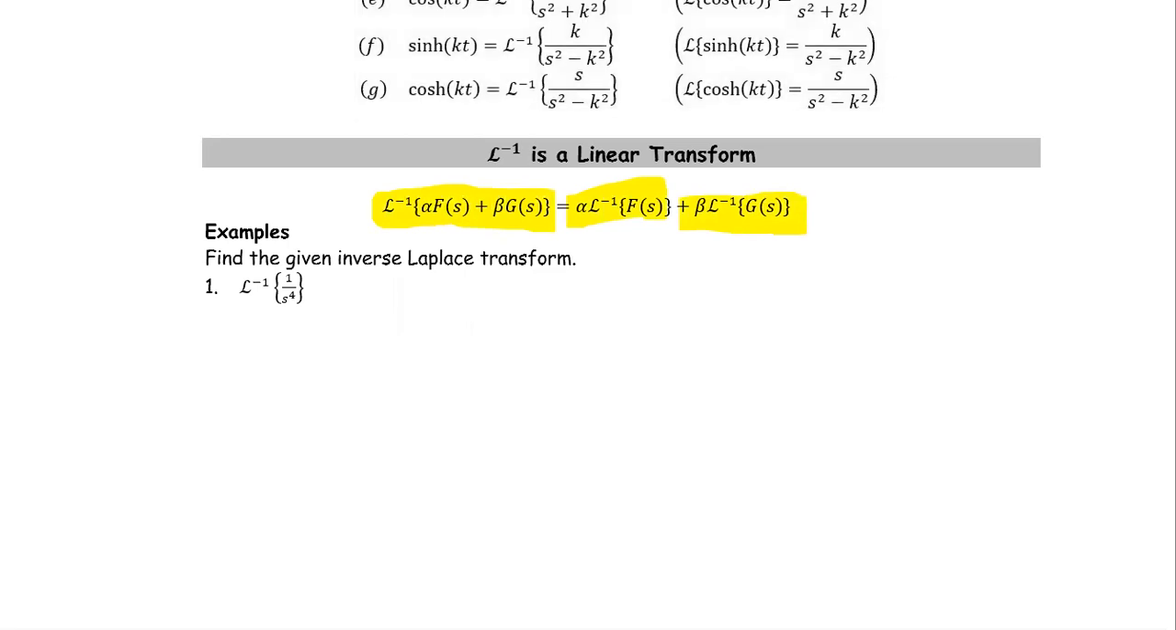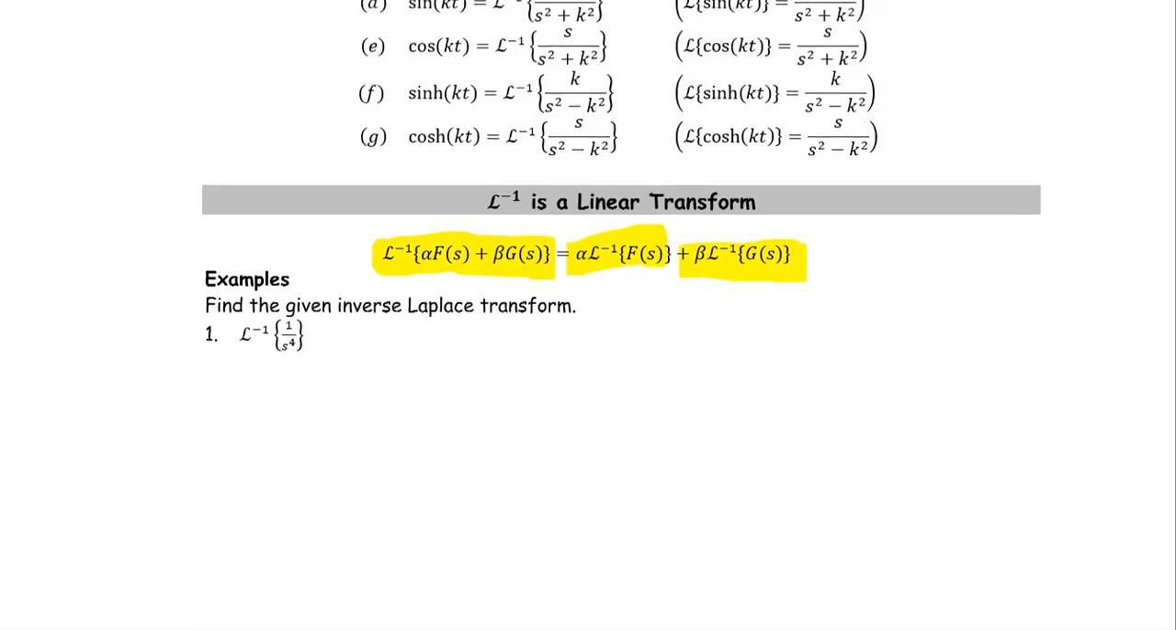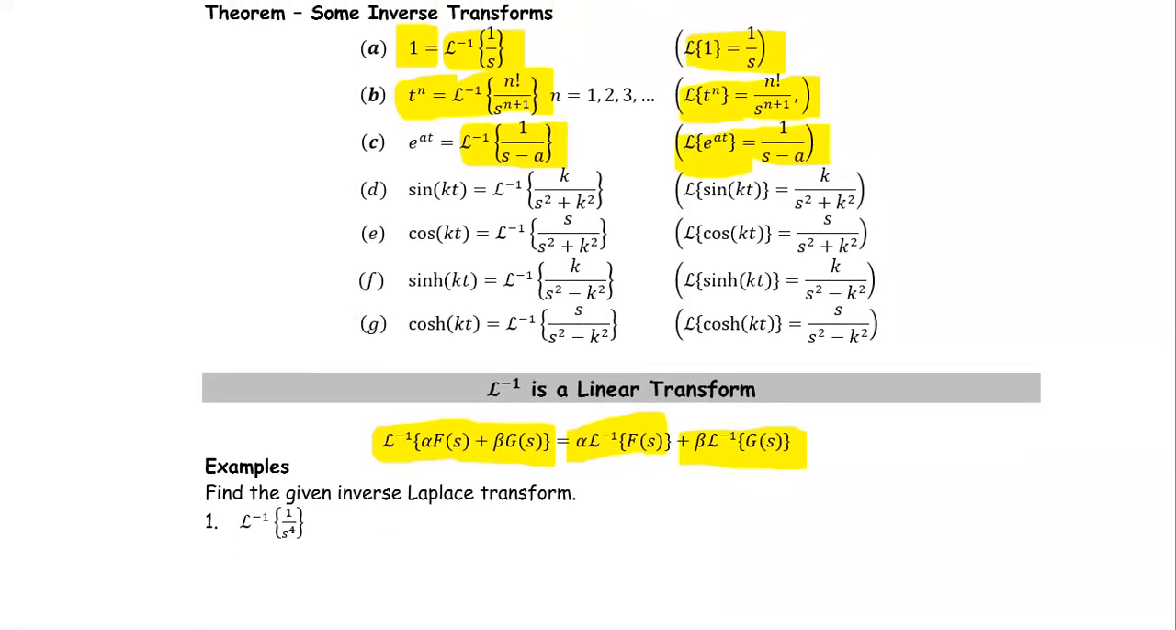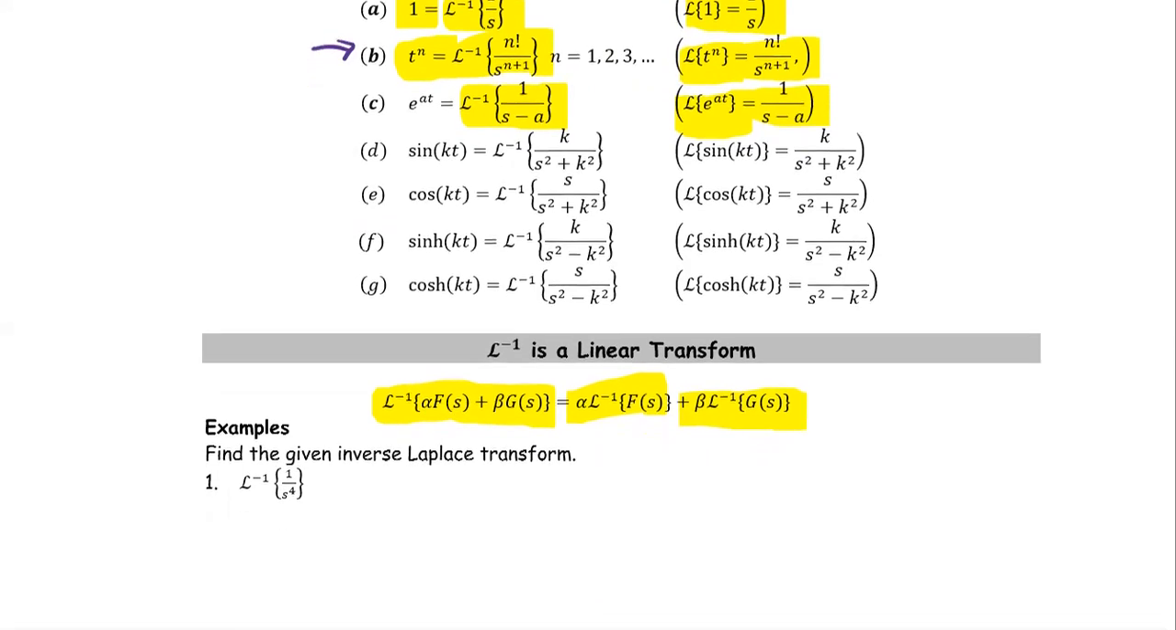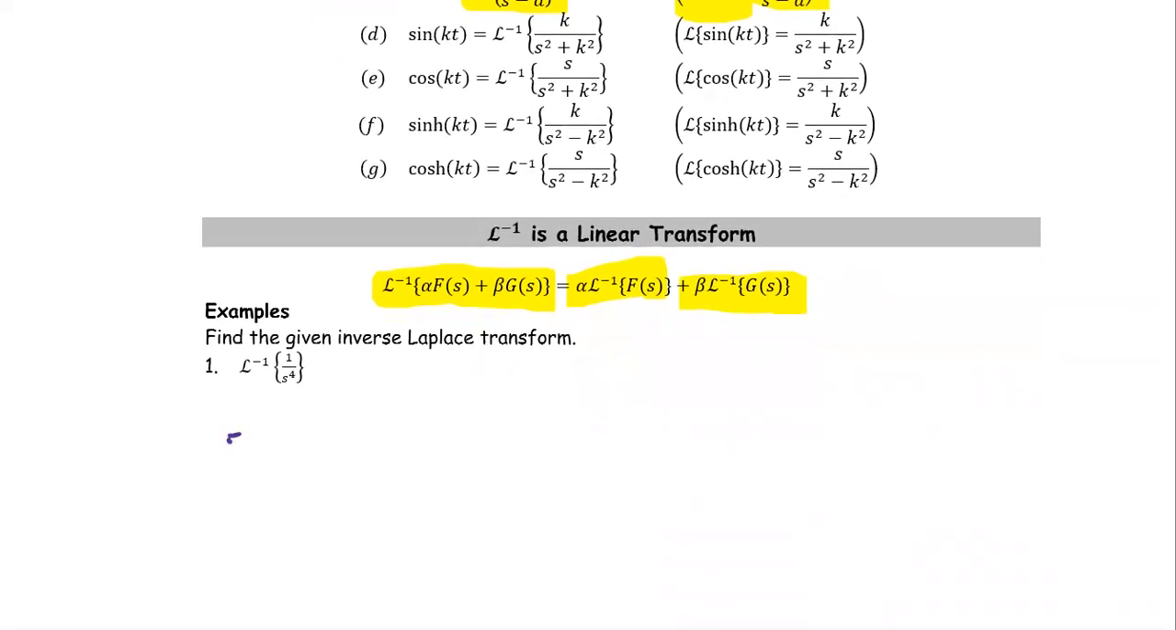In the first example, we are going to find the inverse Laplace transform of 1 over s to the power 4, as we recognize this as 1 over s to the power of some n. It's similar to the pattern of t to the n equals the inverse Laplace of n factorial over s to the power n plus 1. We are going to adjust the expression in s, as s to the fourth is s to the power 3 plus 1.